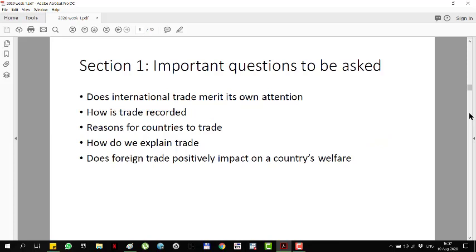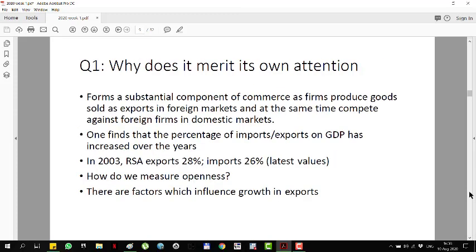So what are the important questions you need to be asked? Does international trade merit its own attention? How is trade recorded? What are the reasons for countries to trade, and how do we explain trade? And does foreign trade positively impact a country's welfare? So these are the questions we're going to ask for this class. Let's move forward to the first question. Does international trade merit its own attention?